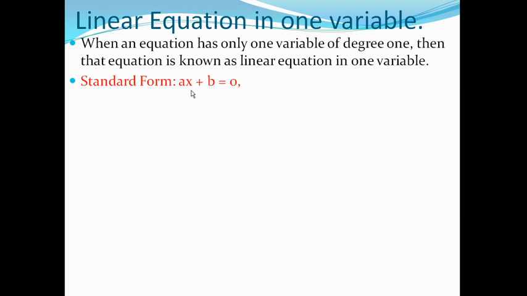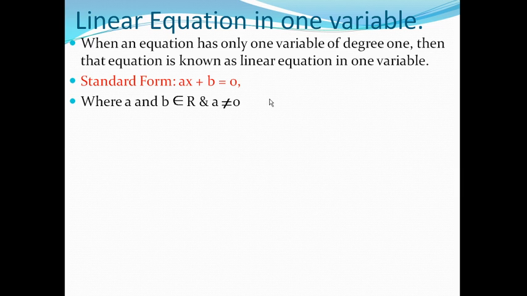So look at the standard form here. What is the number of variables? Only x is there. So this is only one variable, and moreover, what is its power? Its power is also 1. The greatest power is also 1. That means its degree is also 1. So such type of equation is called linear equation in one variable. And what is the condition? a and b belong to real numbers where a should not be equal to 0. This thing we have already learned in our previous chapter.